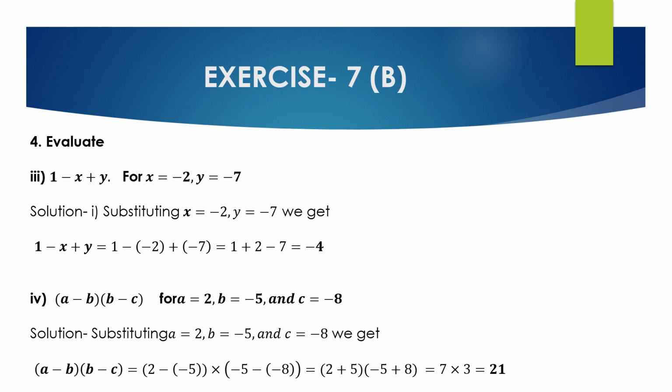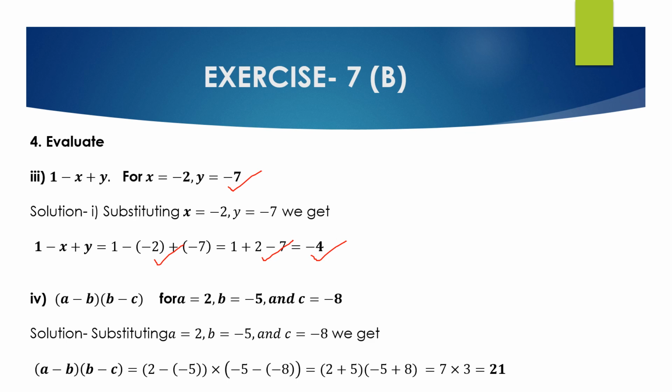Now we evaluate the expression of third bit. Third bit is 1 minus x plus y for x equal to minus 2 and y equal to minus 7. Substitute the value of the variable x equal to minus 2 and y equal to minus 7 in the expression 1 minus x plus y. 1 minus x plus y equal to 1 minus of x is minus 2, 1 minus of minus 2 plus minus 7. 1 minus of minus 2 is 1 plus 2 minus 7. 1 plus 2 is 3. 3 minus 7 is minus 4. So value of the expression 1 minus x plus y is minus 4.